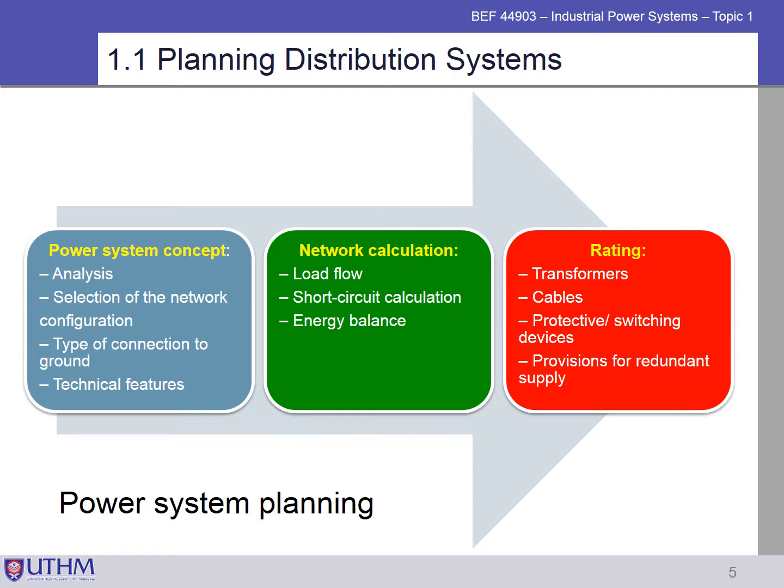For load flow and short circuit calculation, students already learned in the utilization course. Okay, next is rating. There are four items that we have to calculate the rating for. The first one is transformer, and then cables, protective or switching devices, and lastly provision for redundant supply.